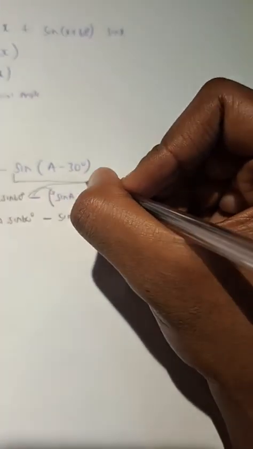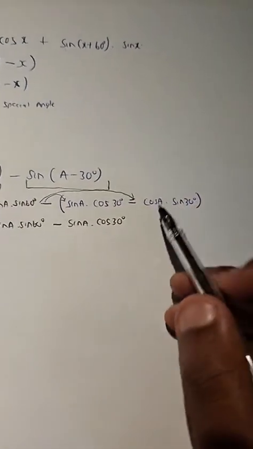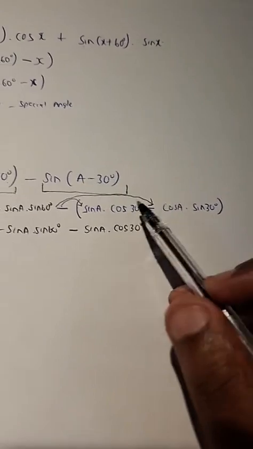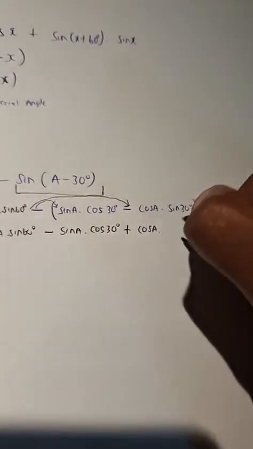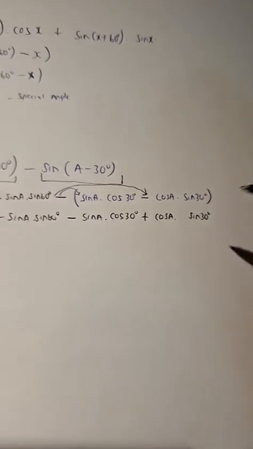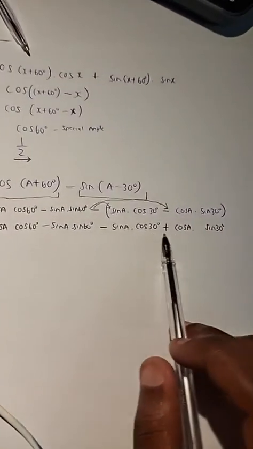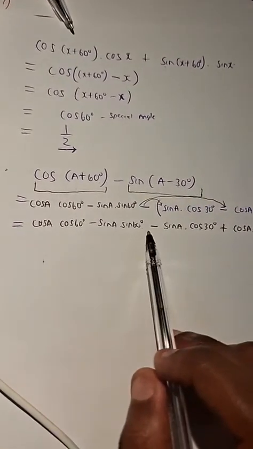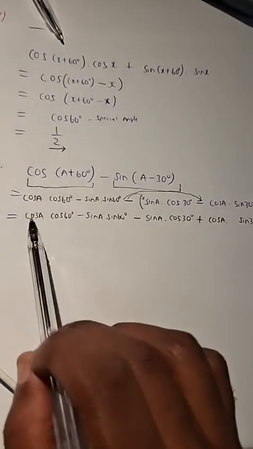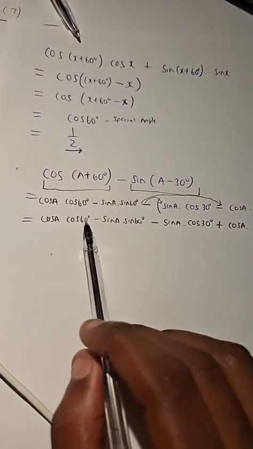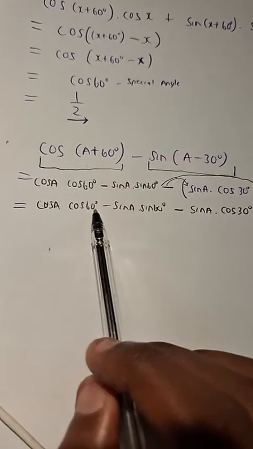Negative distributed first here, then the negative distributed to the middle. Negative times a negative gives you a positive cos A sine of 30. Do you see this, guys? Now that we have this, there's no like terms that we can add and subtract. But what's beautiful here is that cos A and cos 60. Cos 60 is a special angle.